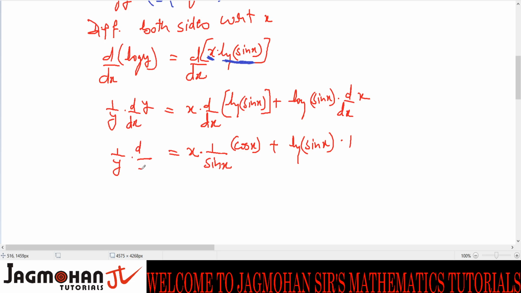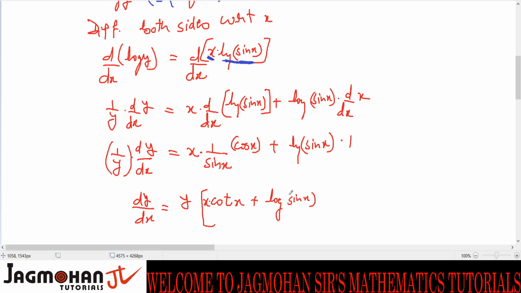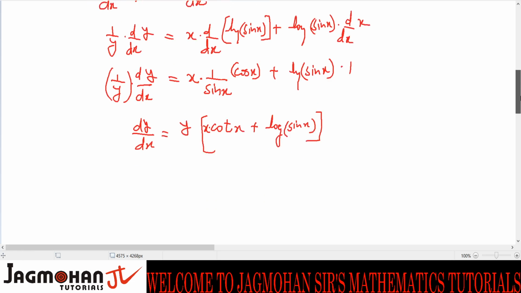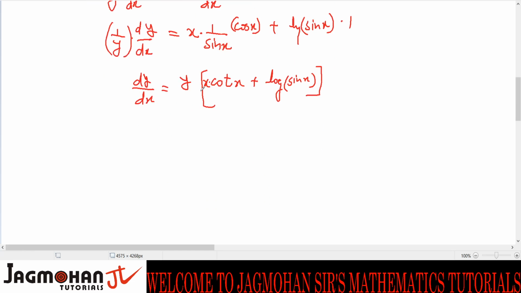So d by dx of y. So I get here finally, therefore dy by dx will be y. This y on the left hand side, which is in the denominator, will go to the numerator on the RHS. You get here x cot x, since x cos x upon sin x is cot x, plus log of sin x. The next step is I substitute what y was.